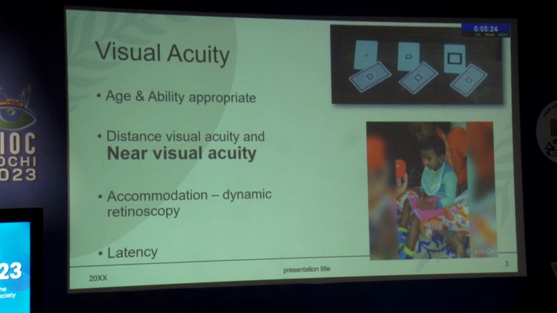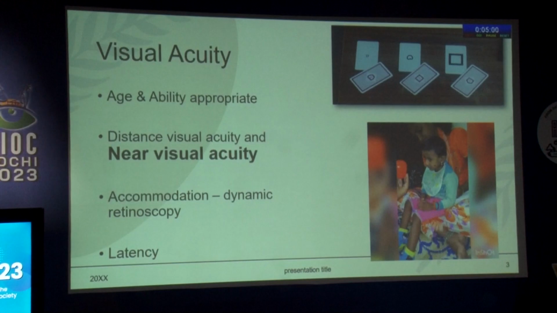So points of interest in visual acuity: it should always be age and ability appropriate, because these children do not cooperate well with you. A fix and follow is not enough. Always try to get a preferential looking acuity. Distance visual acuity will always be done, but near visual acuity we don't do in children that often. But in these children, a near visual acuity is what is important, because rehab starts from there, and that is the vision that the child is going to use.